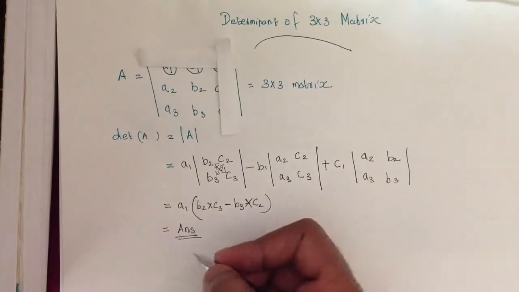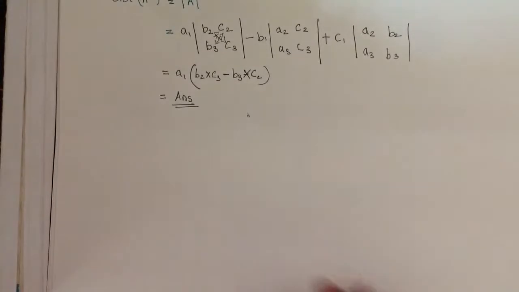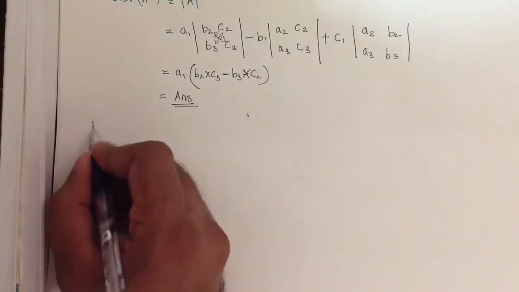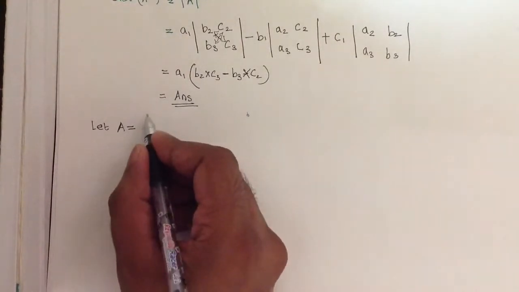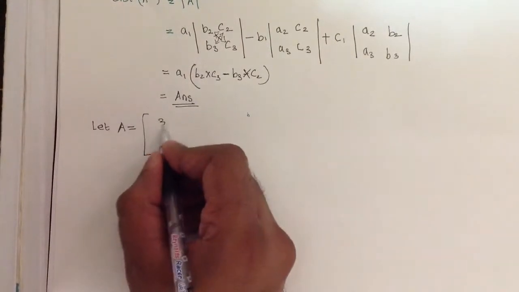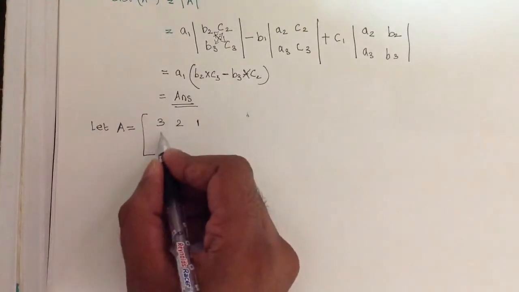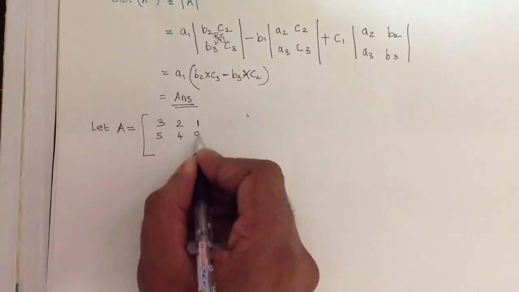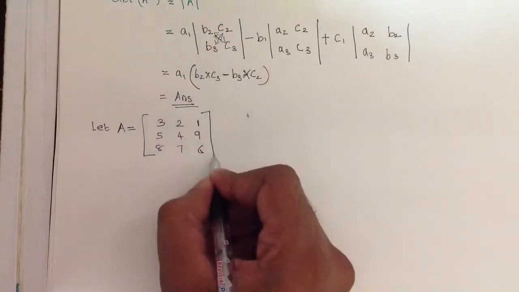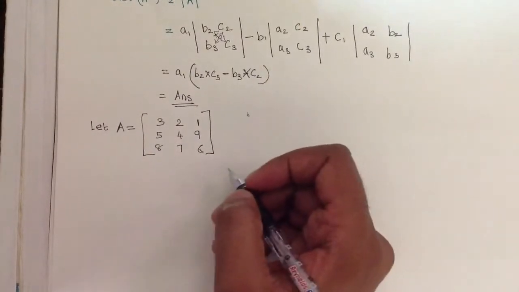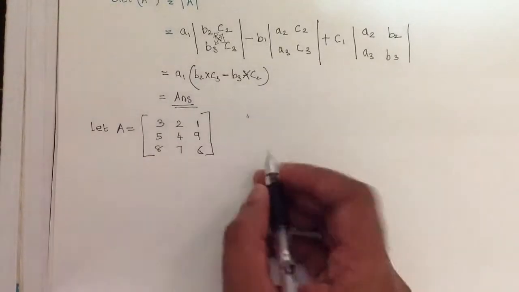For more clarity, I will explain with an example that will be more suitable for you. Let's take matrix A equal to 3 2 1, 5 4 9, 8 7 6. This was taken randomly. The first thing we have to do is find the determinant.